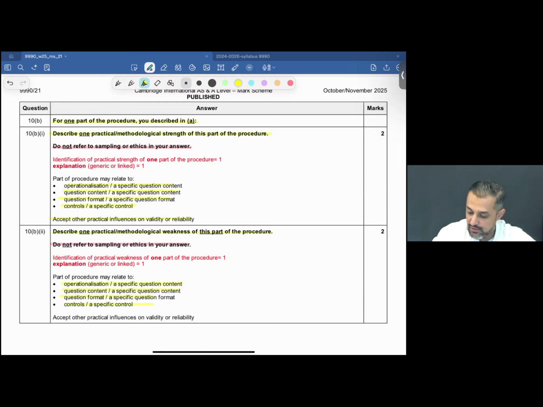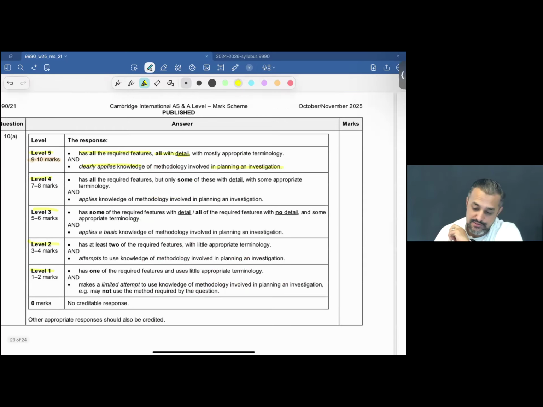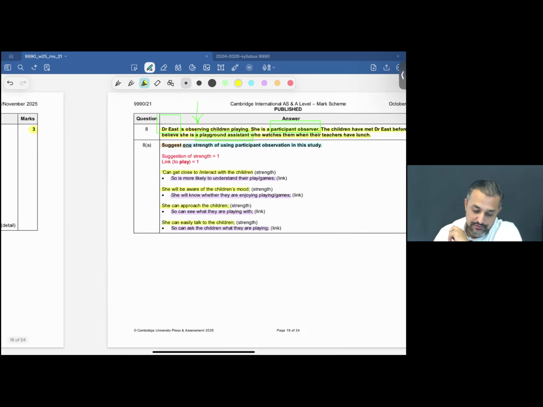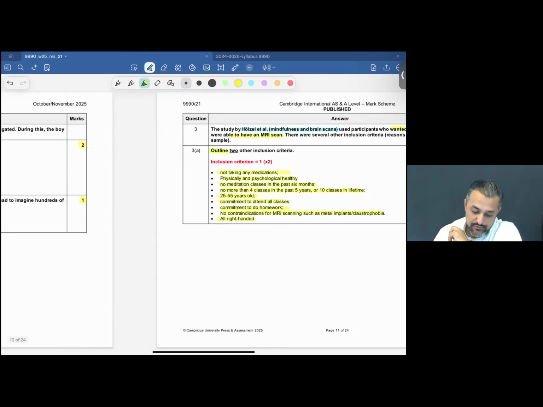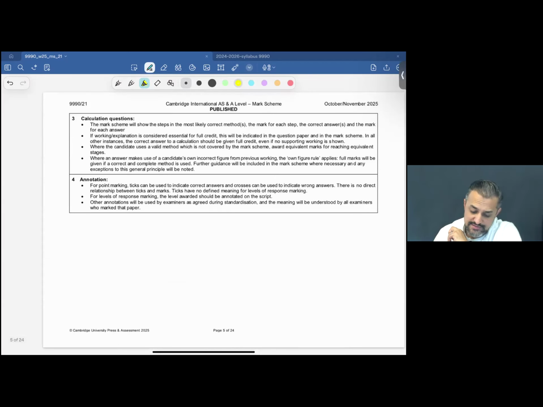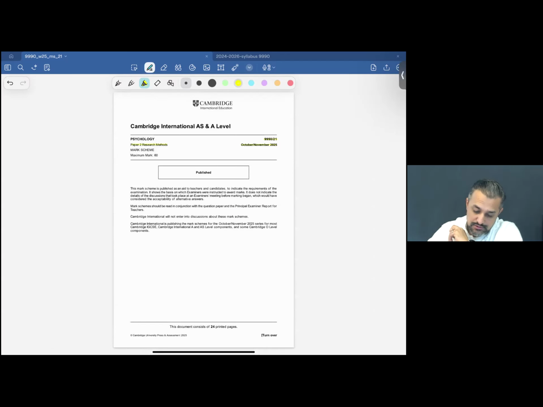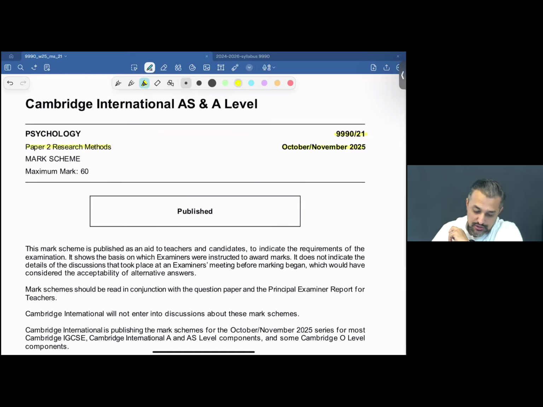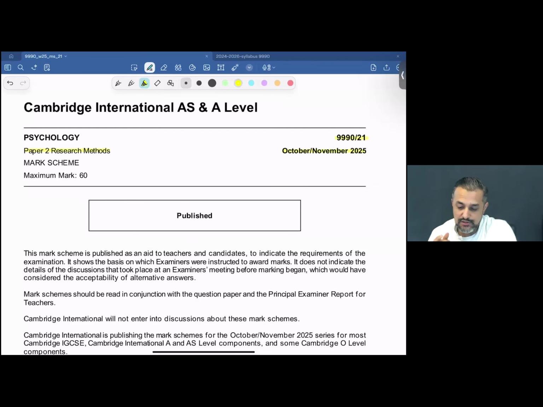So yeah, it's been long already. This was October, November 2025 paper. Inshallah, in the next class, tomorrow at the same time, I would want to discuss this October, November 2025 paper 2 variant 2. So yeah, I hope this has been helpful. Thank you.